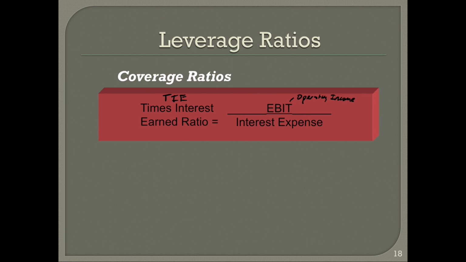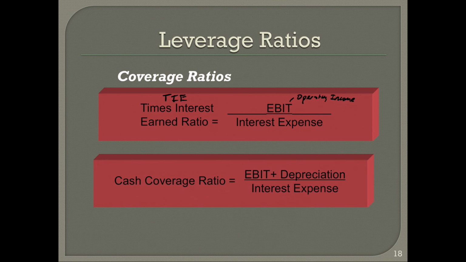So how easy is it for this company to cover its debt payments out of its earnings or its cash flows? So the higher this coverage, the less chance of default, the better the ability to actually meet your interest expense. The last coverage ratio is called the cash coverage ratio, and it measures the amount of cash a firm has to meet its interest payment.